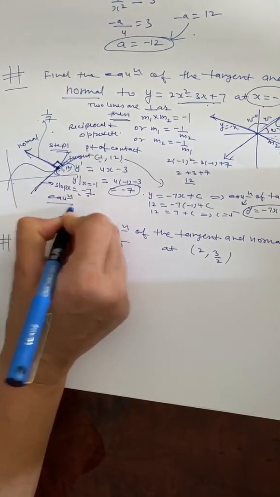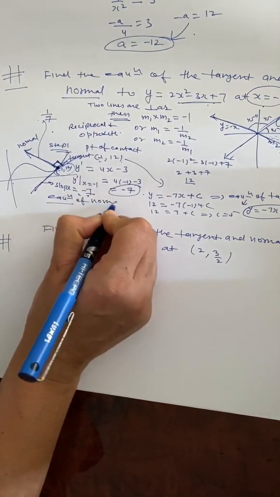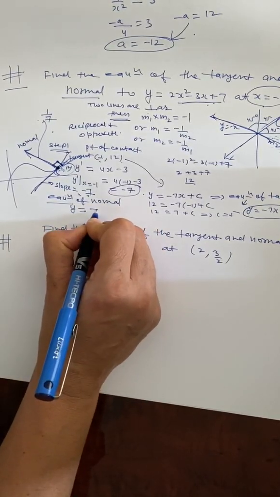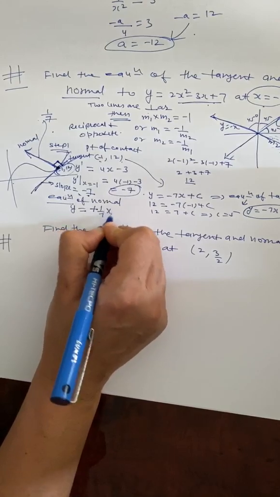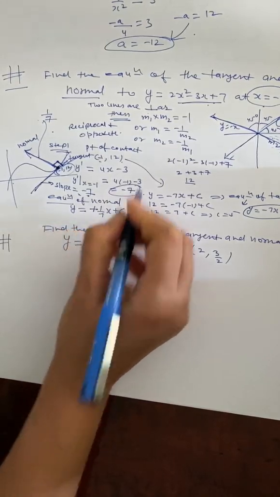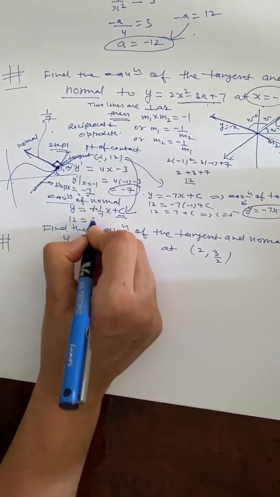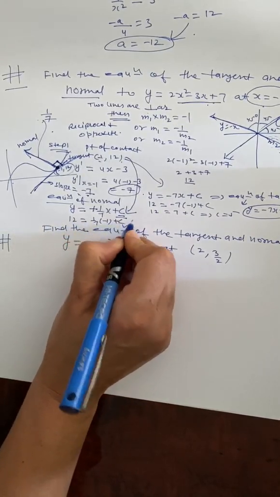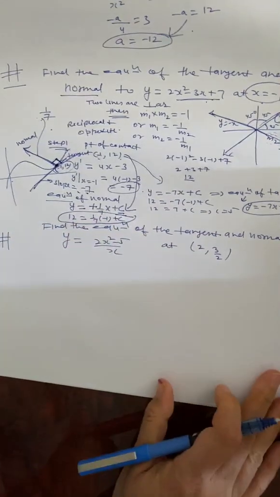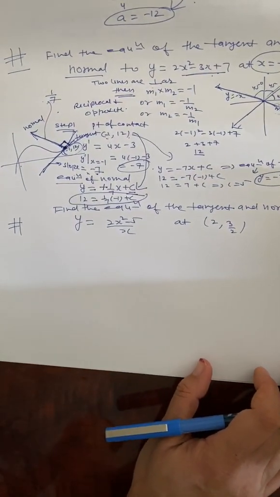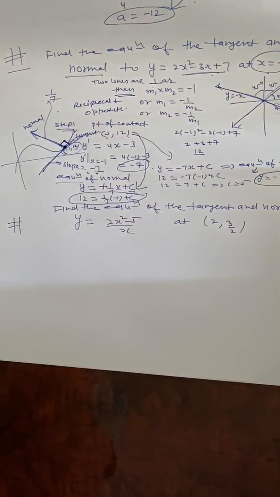So the equation of the normal is going to be y equals positive 1 over 7 x plus c. Now to find c, you again substitute the same point. So 12 equals 1 over 7 times negative 1, plus c. Solve it for c and you will get your equation of the normal. I hope this is clear. I'm going to do another example so that you can see the steps again.